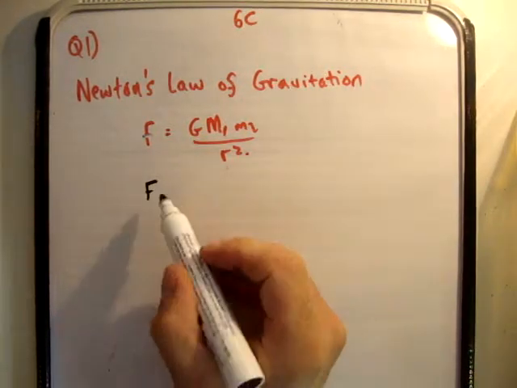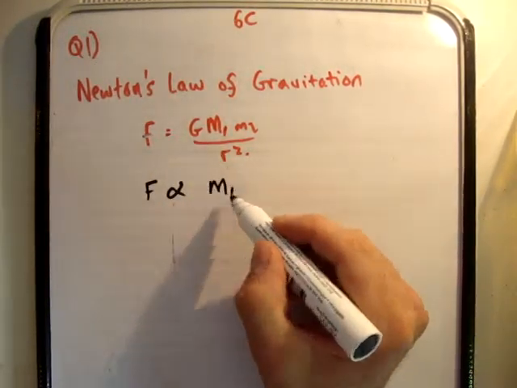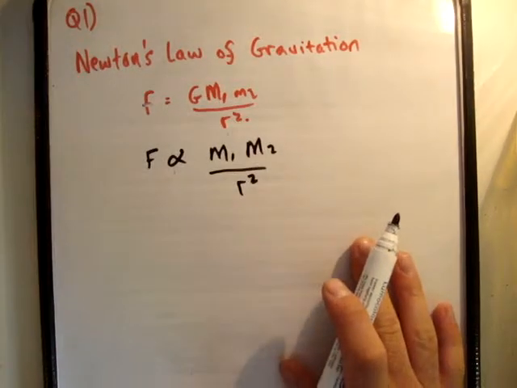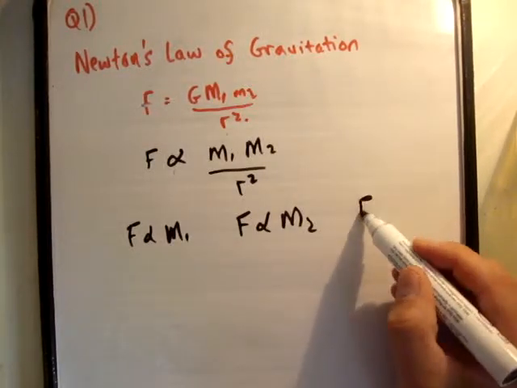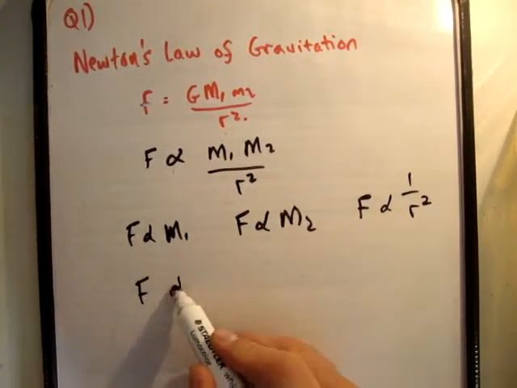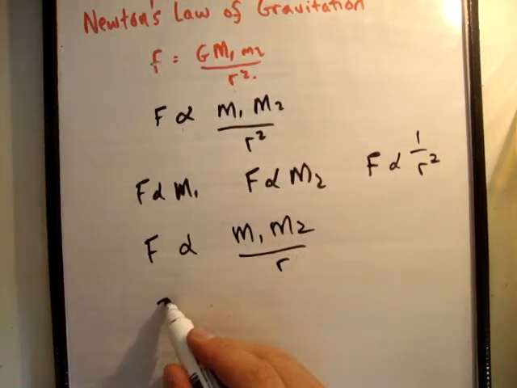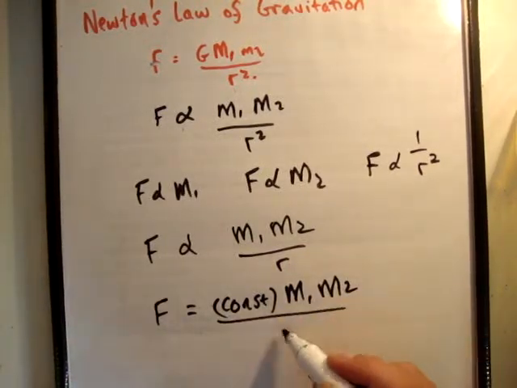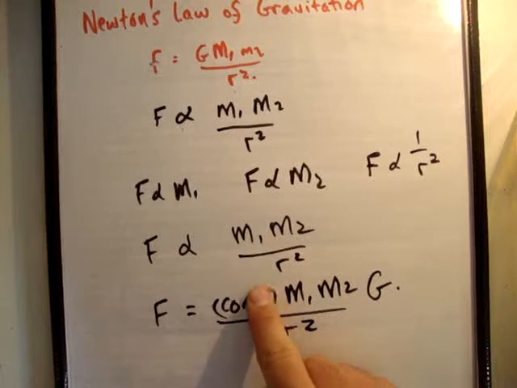For those of you that are big into your mathematics, what Newton would have done is said the force between two bodies with a mass is proportional to the mass of body 1 times the mass of body 2, and it's also proportional to 1 over r squared. So it's proportional to m1, m2 over r squared. And in order to get them equal, you need a constant, so F becomes equal to a constant times m1, m2 over r squared. It's found out experimentally that that constant is the gravitational constant G.